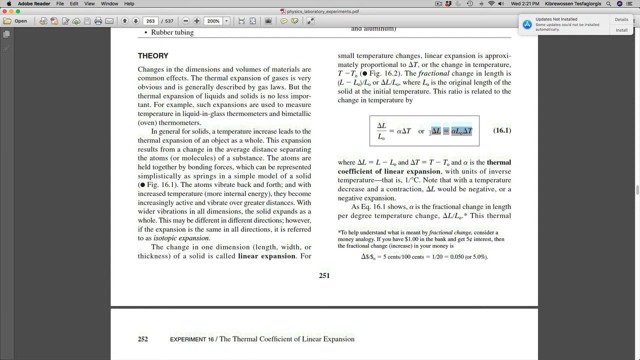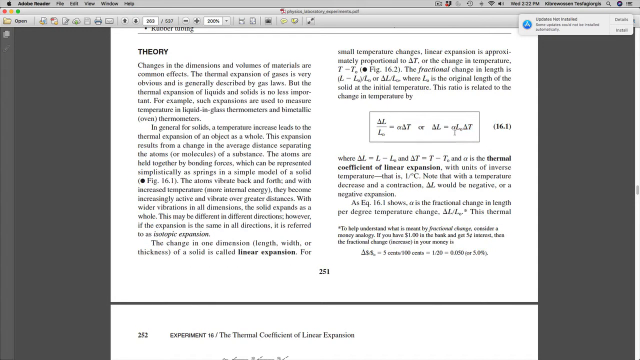So that delta L can be calculated from delta T, that means by how much the temperature of the metal increased, and L0, its original length, and then of course there is alpha. Alpha is known as the coefficient of thermal expansion. Mostly it's linear.